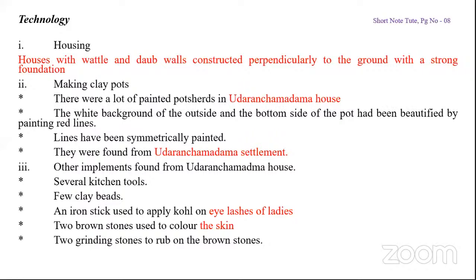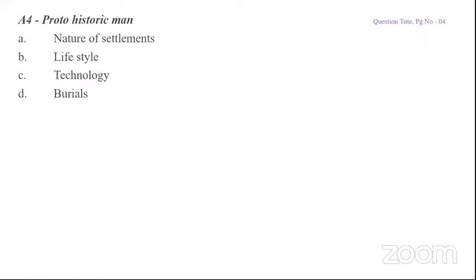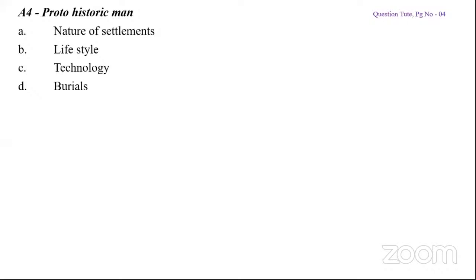Okay, right. So now once again we move back to the question tube, page number 4. Another possible question that can be given for the second question is this one about proto-historic man. If they give you a question regarding proto-historic man, they can ask: explain the nature of the settlements, lifestyle, technology, and burials. So this is page number 4 of the question tube.